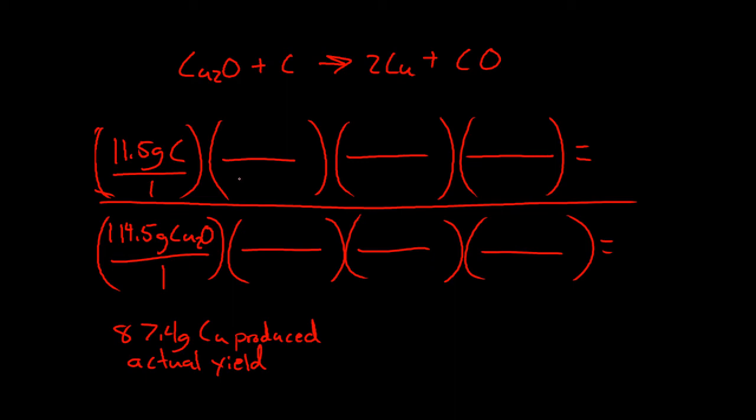For carbon, we have 12.01 grams of carbon for every 1 mole. The mole-to-mole conversion here, since we're trying to determine the theoretical yield of copper, since that's what we're given information on, is a 1:2 ratio. So for every 1 mole of carbon, we make 2 moles of copper. And then the last mole-to-mass conversion is just the molar mass of copper, which is 63.55.